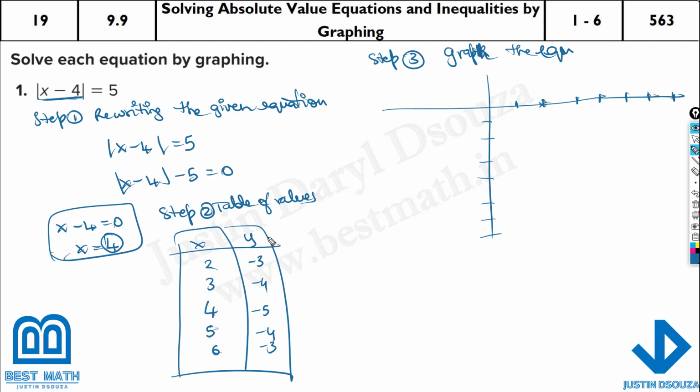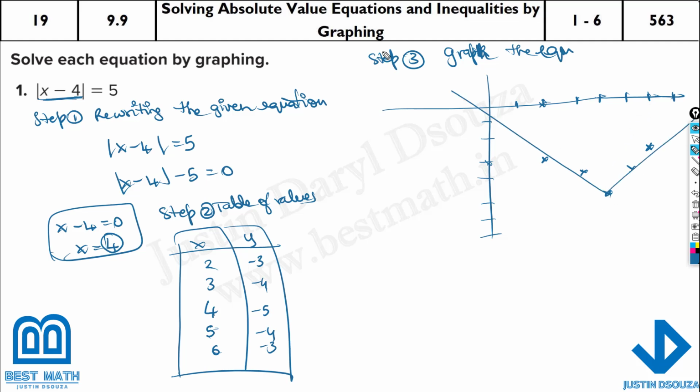Over here is 2, and where is minus 3? Over here, so this will be the point. 3 and minus 4 somewhere over here. 4 and minus 5 somewhere over here. And then again we have 5 and minus 4, over here. And 6 and minus 3. So this is how, somewhat like this, the graph will look.